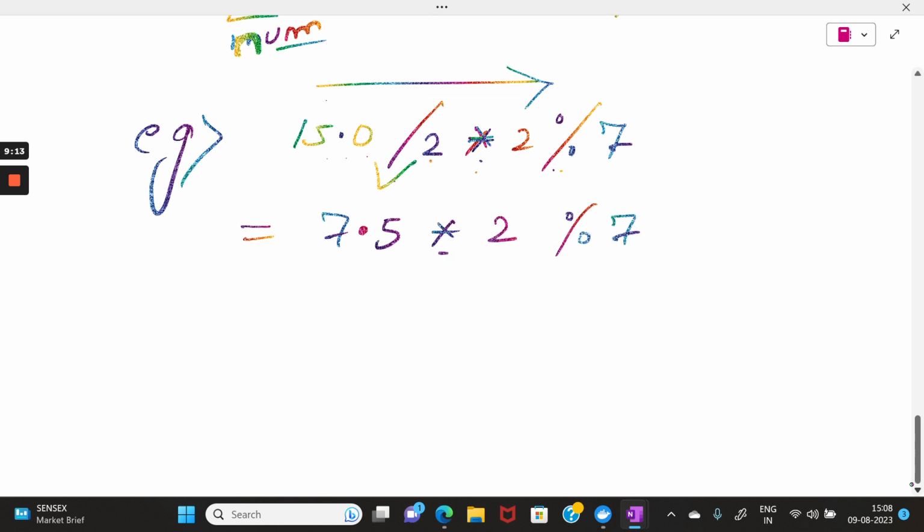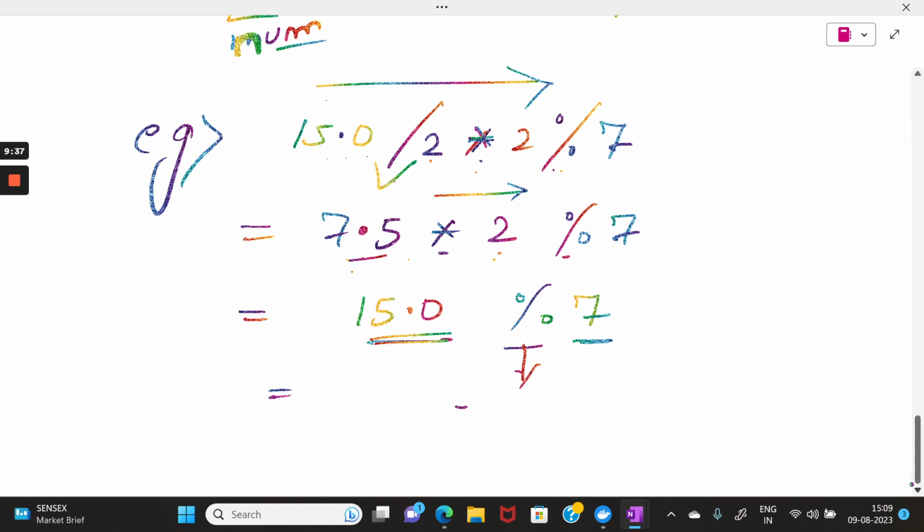So it will be 7.5 into 2 modulus 7. Now this star and this modulus are having the same precedence. Again, we are going to follow the associativity and it will be 7.5 into 2. This is a floating point number, this is an integer. So our output will be 15.0 and then it is modulus 7. Okay, now this is a floating point value and this is an integer, so we are going to perform the modulus operation on floating point, hence it will give an error.